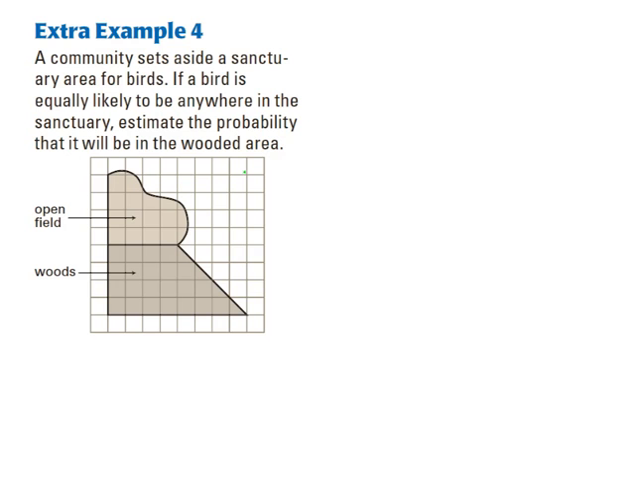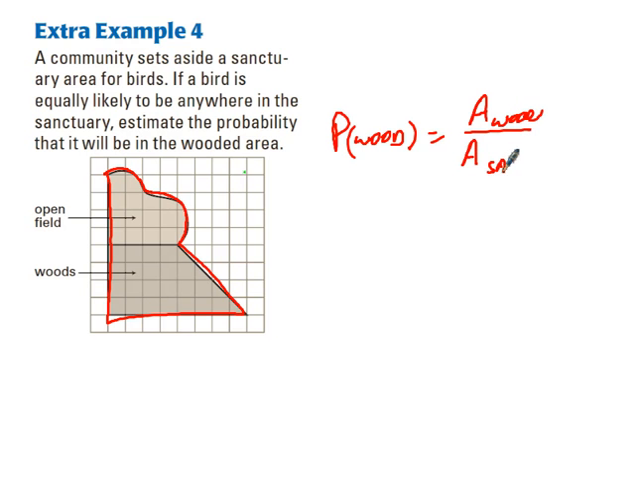This next problem, a community sets aside a sanctuary area for birds. That's this. This is the sanctuary, kind of a weird shape. But birds equally like to be anywhere in the sanctuary. Estimate the probability that it will be in the woods. So the probability that it's in the woods will be the area of the woods over the area of the sanctuary, because that's what's possible.